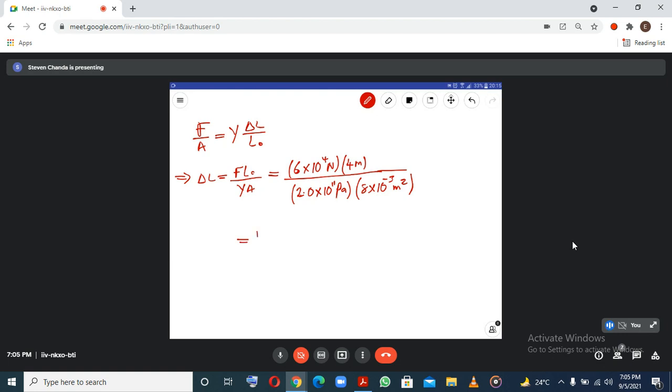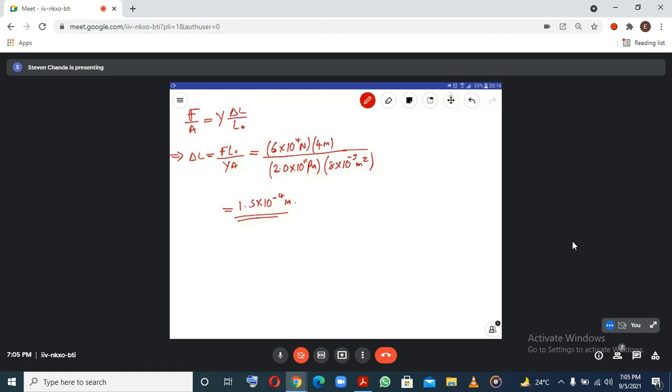Ensure that, if you want, you can do the top part and the bottom part separately, just to avoid calculator errors because of the way you may have entered the values. So this was the change in the length. If they ask you what then was the final length, of course you would easily calculate that, since it's final minus initial. But otherwise, that was the change in length of this particular beam.